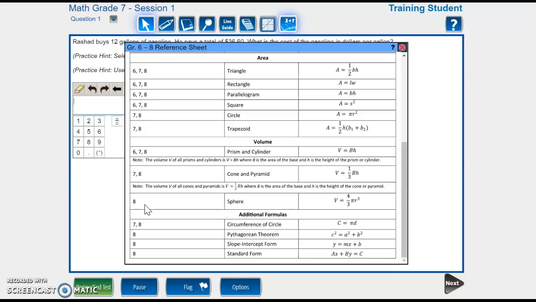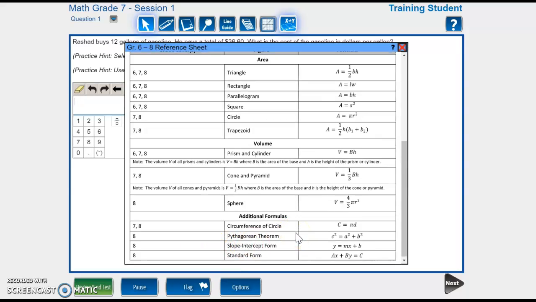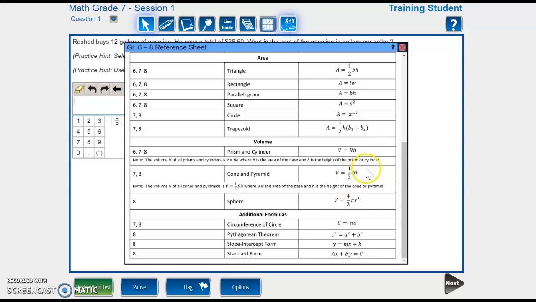So 6th and 7th, you don't even need to take a look at those. 8th graders, they have the different forms of writing linear equations down here for you. So they have slope-intercept form, they have standard form. You have the Pythagorean theorem for triangles. So keep that in mind when you see those words or you see those equations or you're asked to do something with those. You have access to what those formulas look like.